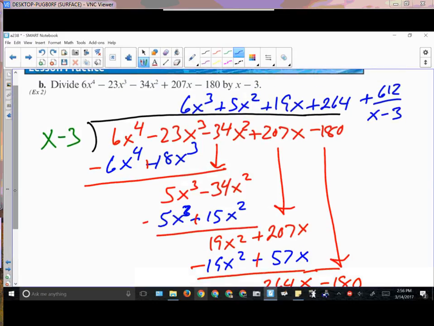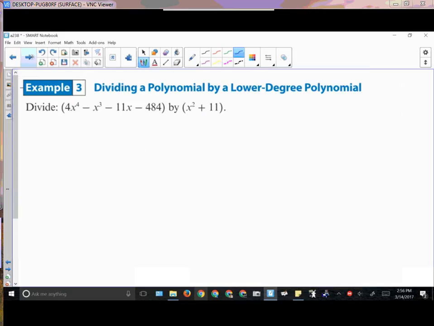6x cubed plus 5x squared plus 19x plus 264 plus 612 over x minus 3. That's because you didn't write it out. So, give it another try. Here we go. Now this one's going to turn out a little bit different for us, I think, if I'm looking at it correctly.